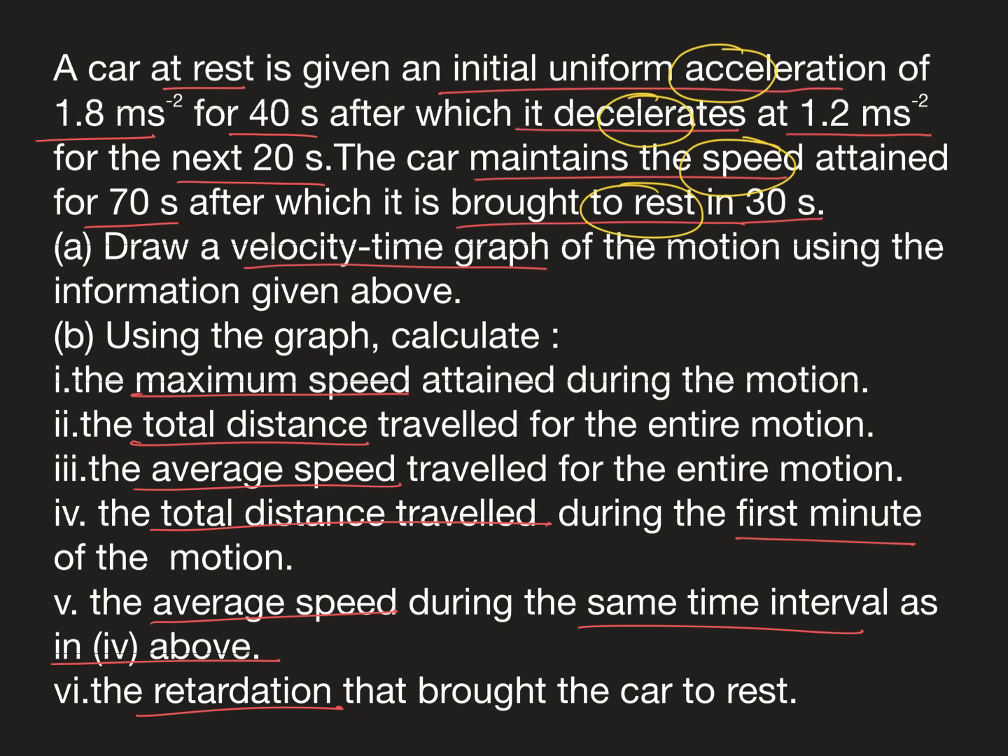By analyzing this problem, it tells us that the car has 4 phases of motion. We have acceleration, then deceleration, then maintaining of a constant speed, and then a retardation to rest. So this is how we are going to draw the velocity time graph. The first thing we will do is draw the velocity time graph as instructed by question A.